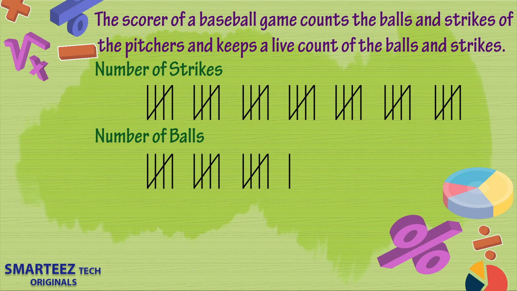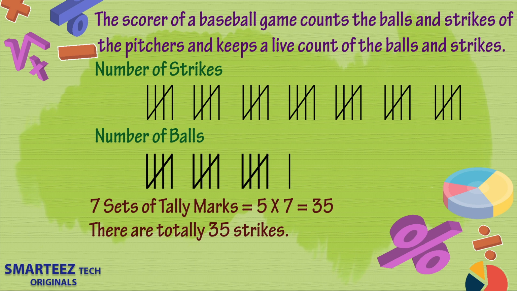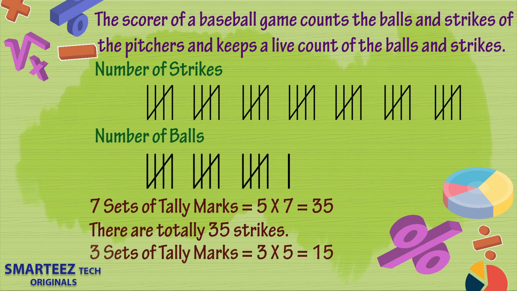Let's first compute the number of strikes. We see there are 7 sets of 5 tally marks. 7 sets of tally marks equals 5 times 7, which equals 35. There are a total of 35 strikes. The number of balls includes 3 sets of 5 tally marks followed by 1 vertical line. 3 sets of tally marks equals 3 times 5, which equals 15. Add the single vertical line tally mark. Now we have total balls equals 15 plus 1, which equals 16.